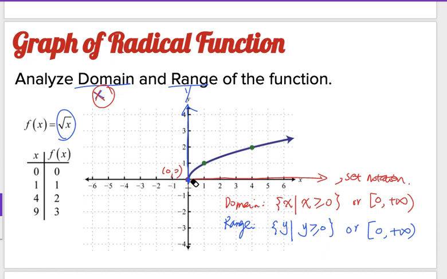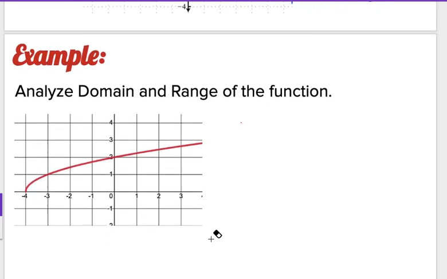We know it has a very special feature: it starts, or you can say ends, at one point and goes forever in one direction. So in this video, we are going to look at more examples. Let's check the first one.